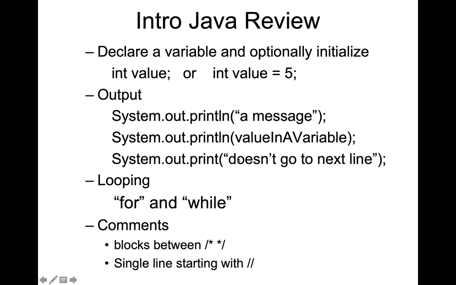If you do System.out.print instead of println, it's going to print whatever you told it to print. Here it's a string, and it doesn't go to the next line. Most of the time you don't do that. Most of the time you use the println version, but print is also available.